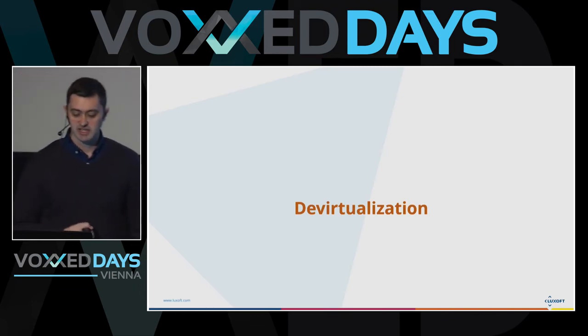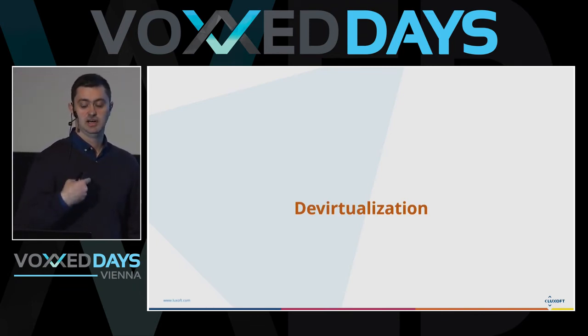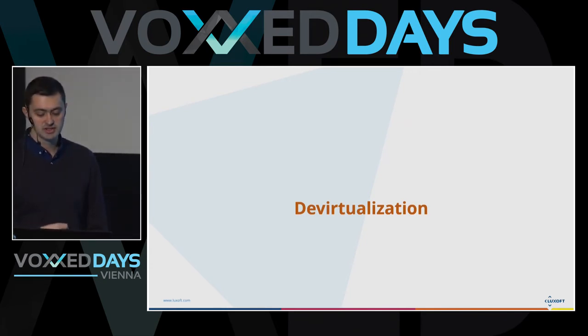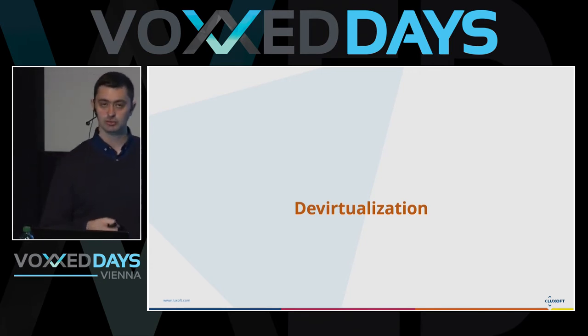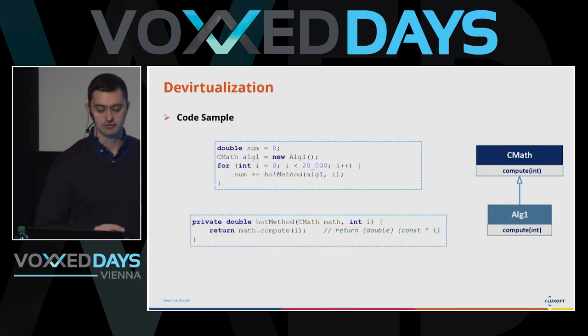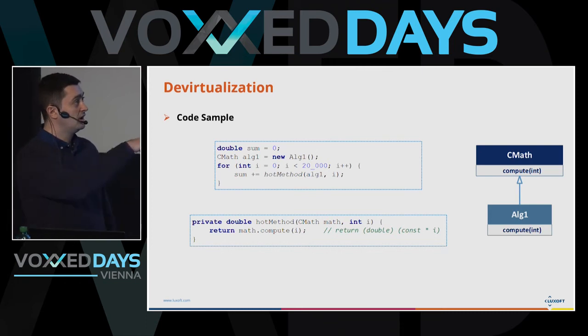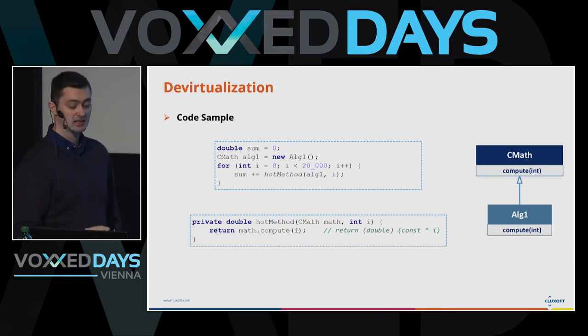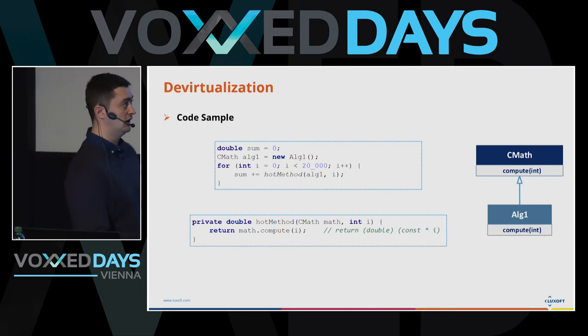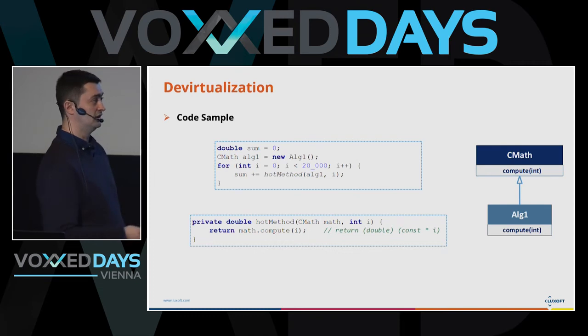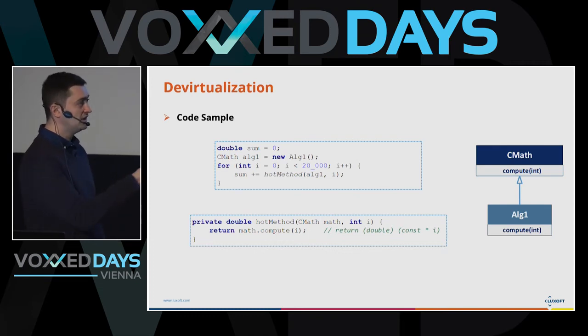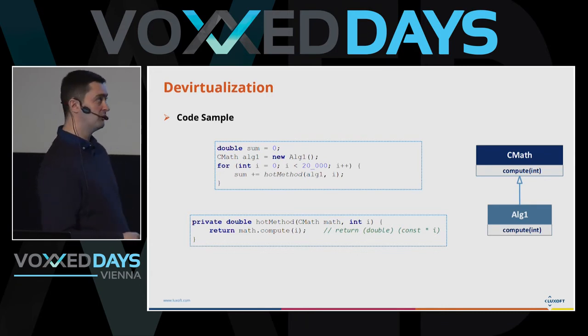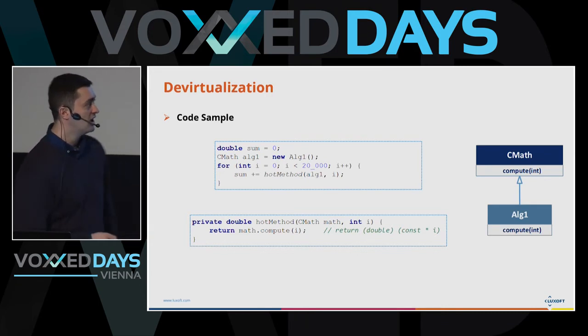Another kind of optimization is called devirtualization. What's devirtualization? It's mainly a technique to turn polymorphic calls into direct calls. For example, on the right side, we have a parent class called CMAT, which has a method compute, which receives an int, and it is extended by ELG1. This ELG1 is the first implementation. It's mainly an extension of this parent class.